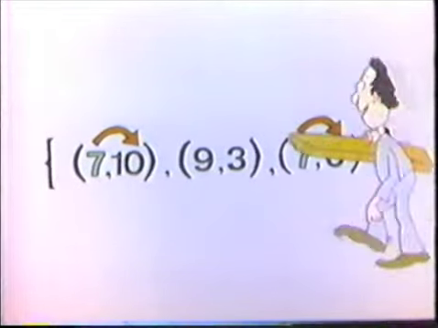In roster form, it's easy to tell if a relation is a function. Each element in the domain is paired with only one element of the range. All elements in the domain must be different. If two elements are the same, then this element is paired with more than one element in the range. Here, 7 is paired with 10, and also with 6. In this case, it is not a function.